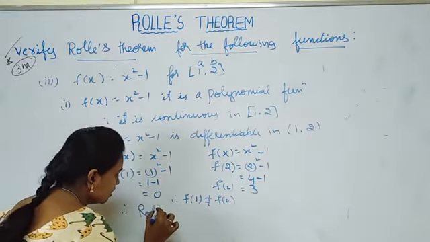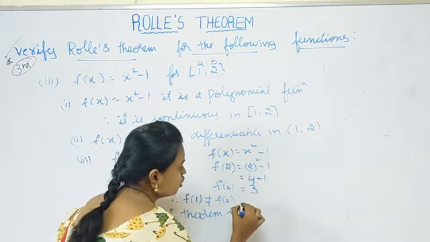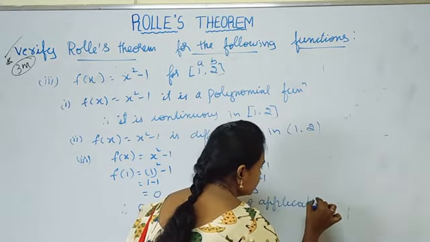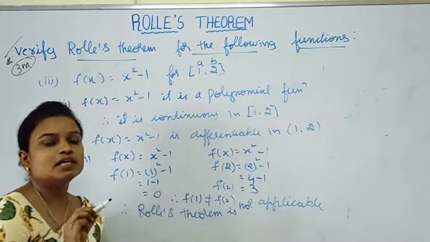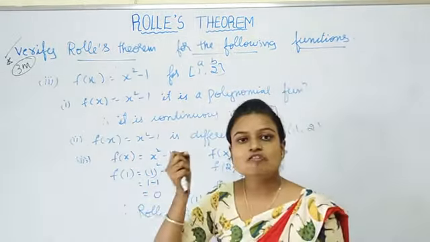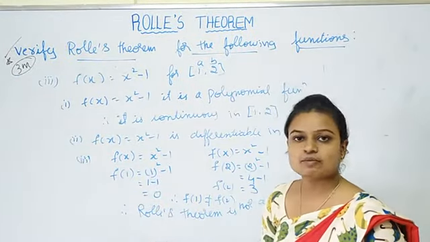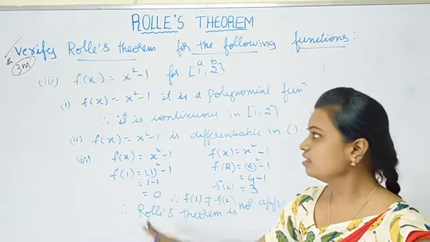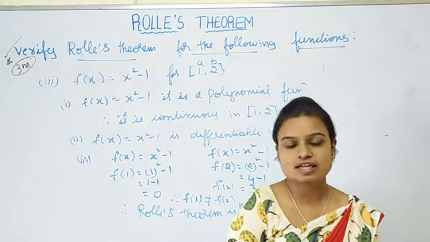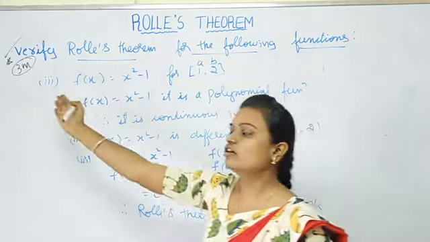Therefore, Rolle's theorem is not applicable. If any one condition out of these three conditions is not satisfied by the given function, then Rolle's theorem is not applicable. So the given function does not satisfy Rolle's theorem. Understand? I hope all of you understand, and this is very important for 3 marks.